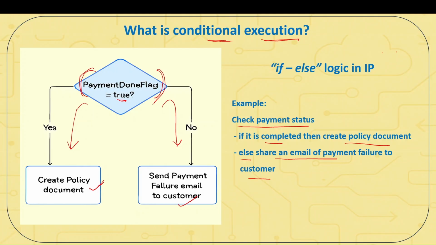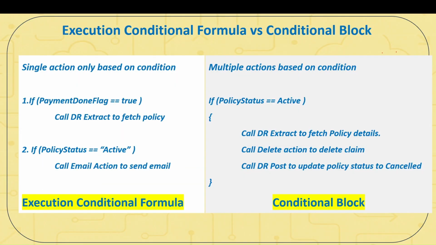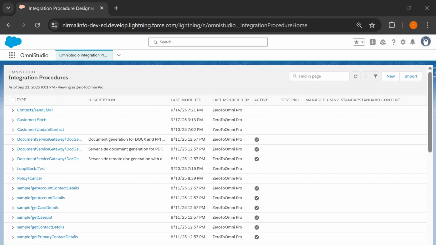Now, to implement this conditional execution in integration procedure, or I can say in OmniStudio, we do have two options. The first one is execution conditional formula and another one is conditional block. Let's see one by one. If we want to execute only one action, single action only, based on the condition, then we can go for execution conditional formula. To showcase this, let me take one example in the org.